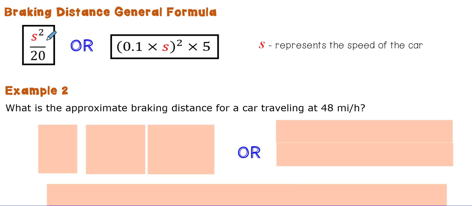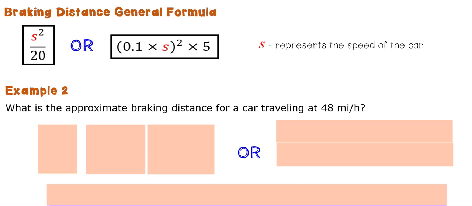Or an equivalent formula would be the quantity 0.1 times s squared times 5, where s represents the speed of the car. And your result would be how many feet you travel when the car is traveling at s speed, and that is how far you go after you've hit the brake.